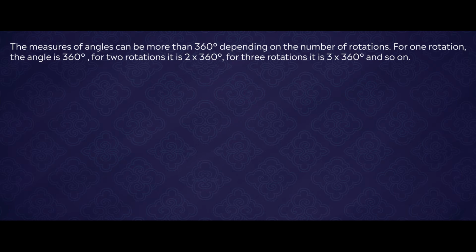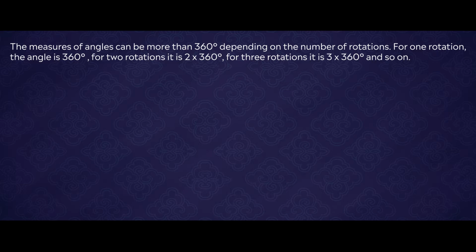The measures of angles can be more than 360 degree depending on the number of rotations. For one rotation, the angle is 360 degree. For 2 rotations, it is 2 times 360 degree. And for 3 rotations, it is 3 times 360 degree, and so on.